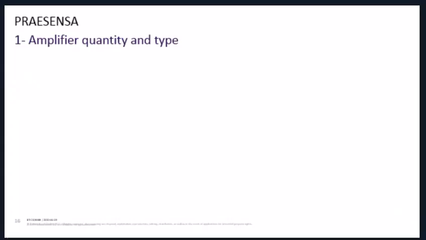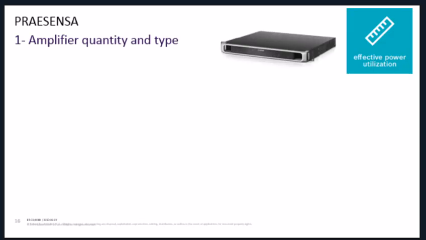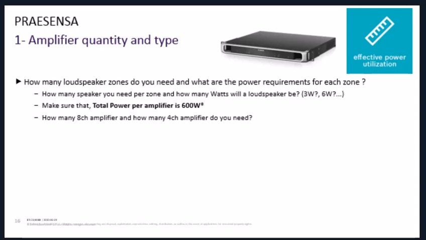Maybe you would expect me to start from the controller, but actually I will start from the amplifier quantity, because amplifier quantity is very important and can trigger a lot of different parameters during the offer preparation. And of course, to understand amplifier quantity and to calculate it, the first thing we have to know is how many loudspeaker zones do you need? And of course, what are the power requirements for each zone?